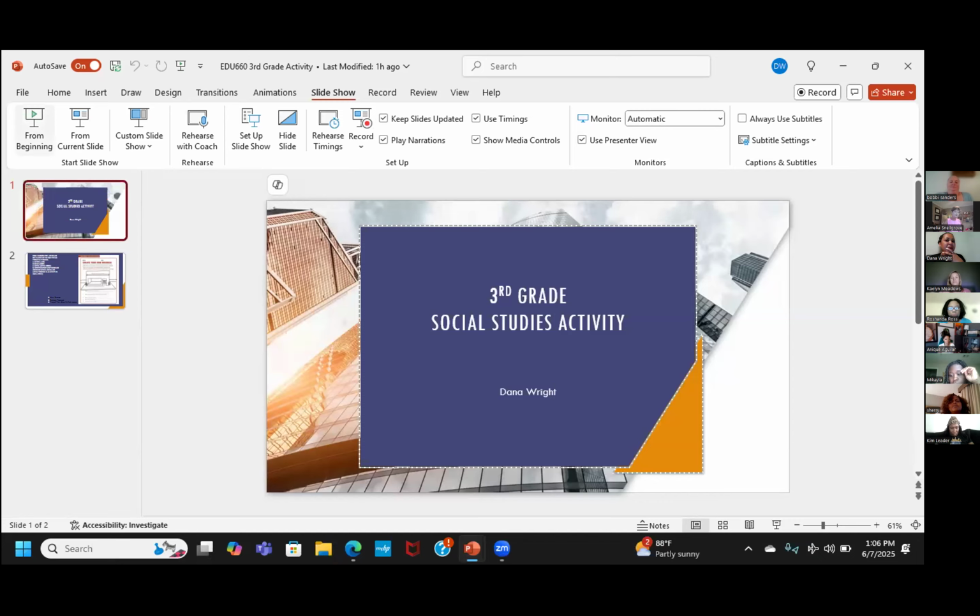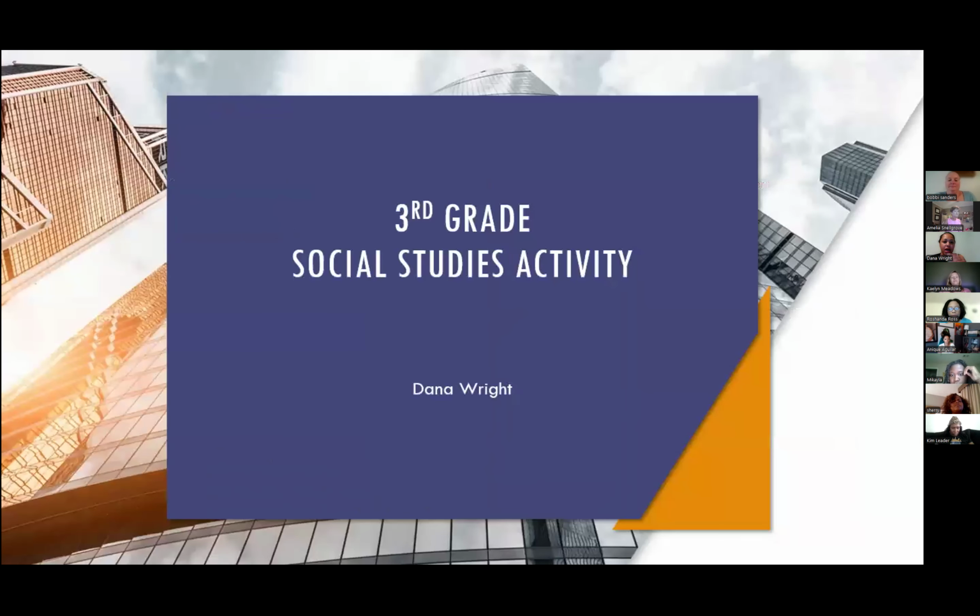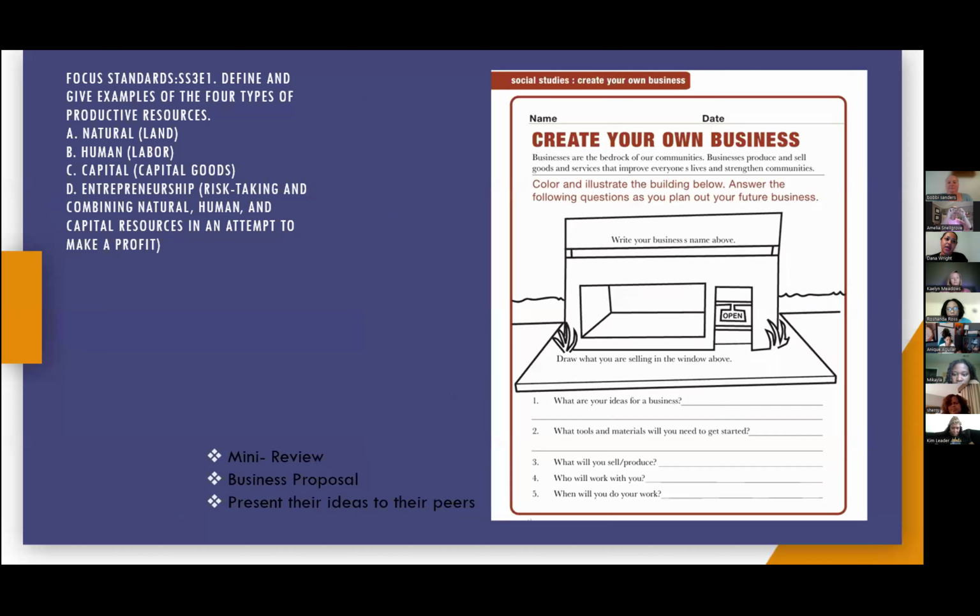Okay. I chose third grade because I teach third grade. I chose an activity we did in class, and the standard was focused on the types of productive resources. So, each week we talked about natural, then the next week it went on to human capital, and then the last one was entrepreneurship. So that's what I have on the screen.